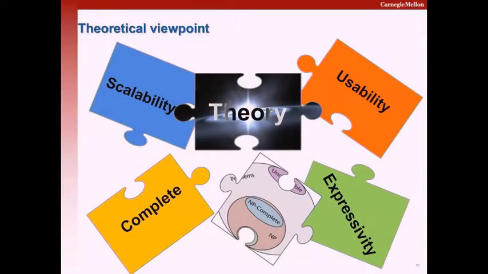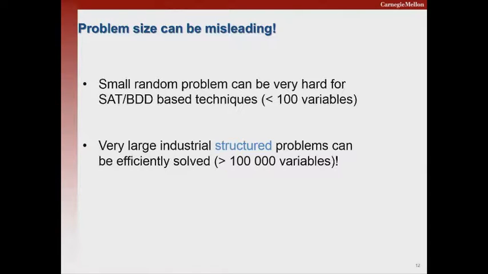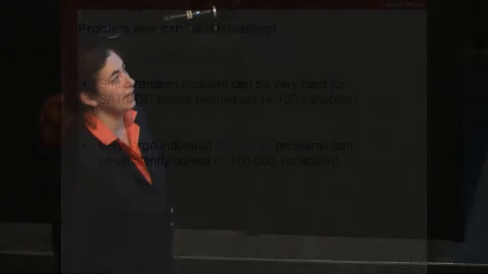But if you look at all these properties from a theoretical point of view, then it doesn't look very good. Even simple problems, if you look at the worst case complexity analysis, don't admit efficient algorithms. But classical complexity theory is based on the notion of the size of the problem, which can be misleading. I can easily craft a small problem, and the best SAT solver will never finish. And if you try to compile it using binary decision diagrams, it will just run out of memory very quickly. But if you look at very large industrial structured instances, then modern decision procedures are pretty efficient.